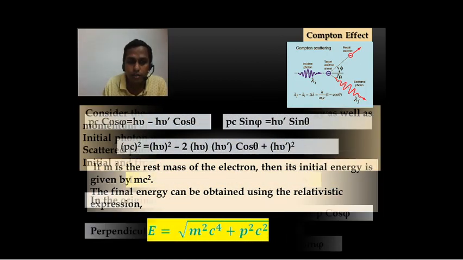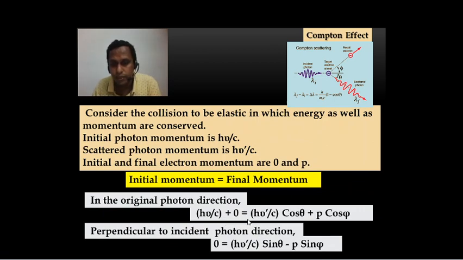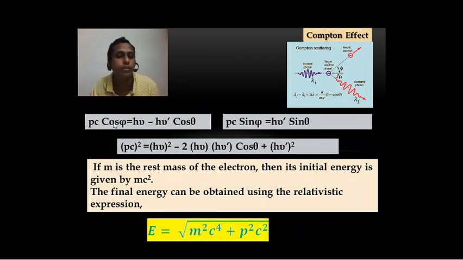Now you can see these equations. You can multiply c throughout these two equations. I think you can take a paper, write these equations and multiply by c throughout. Then we will get equations like this: Pc cos phi is equal to h nu minus h nu prime cos theta, and Pc sin phi is equal to h nu prime sin theta. Is it clear? Pc cos phi is equal to h nu minus h nu prime cos theta. Pc sin phi is equal to h nu prime sin theta.